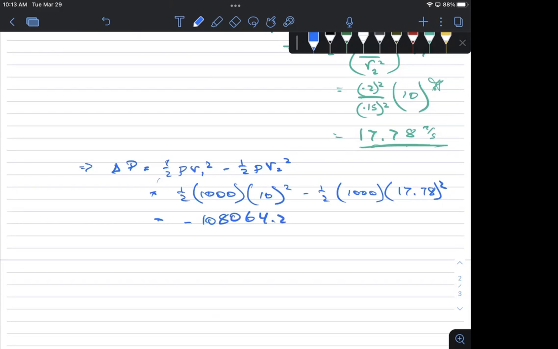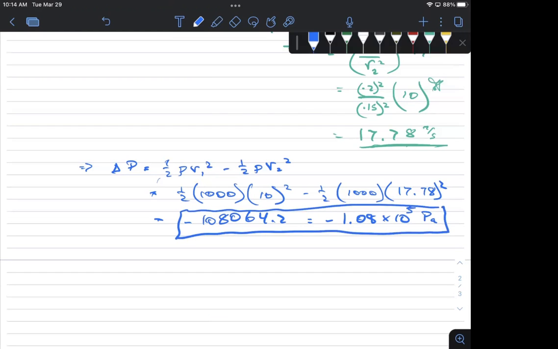108,064.2. What you're going to see a lot in fluids is that the numbers are kind of big, and so a lot of times we use scientific notation just to make it a little nicer looking. In scientific notation, it's minus 1.08 times 10 to the 1, 2, 3, 4, 5 pascals. Either one of these numbers is fine for the class. Scientific notation or no scientific notation, doesn't matter to me.